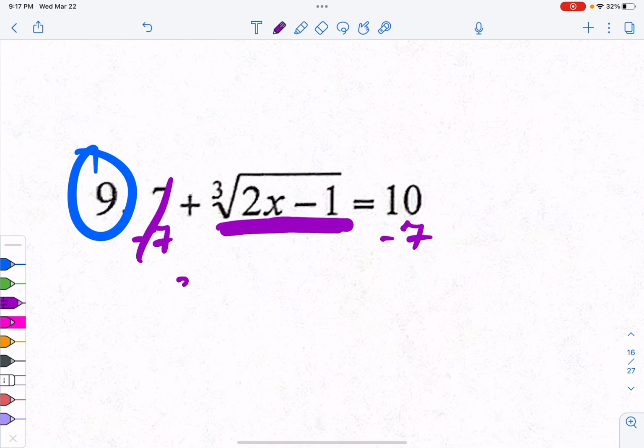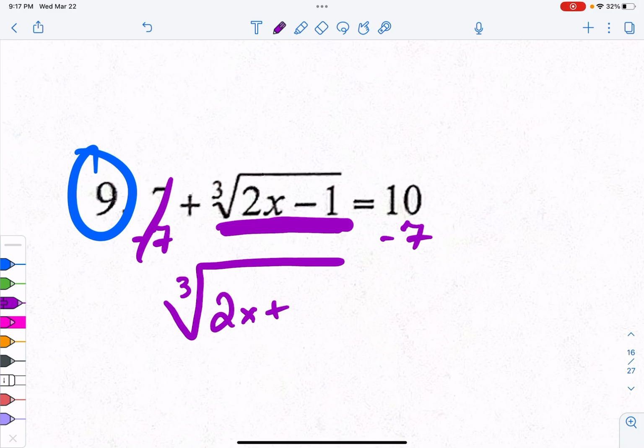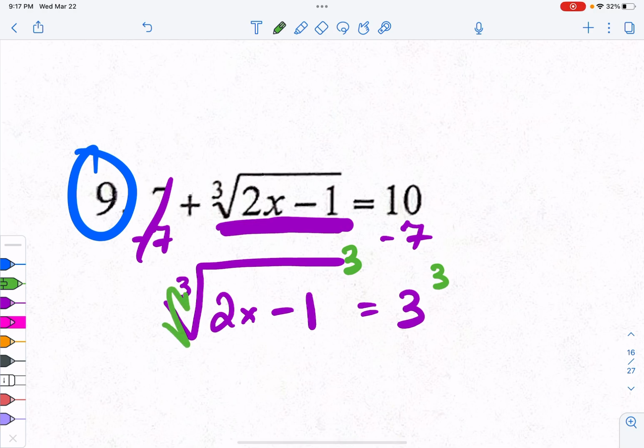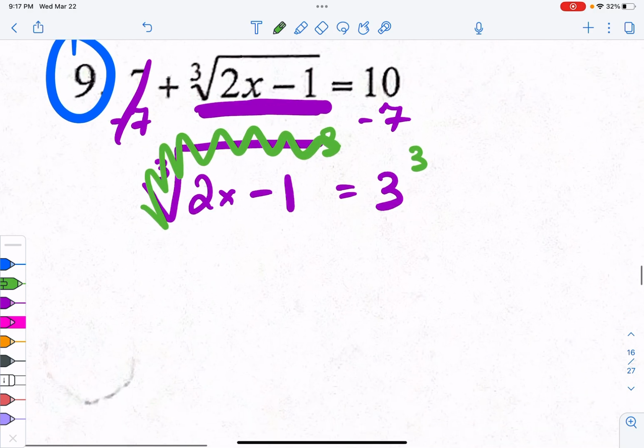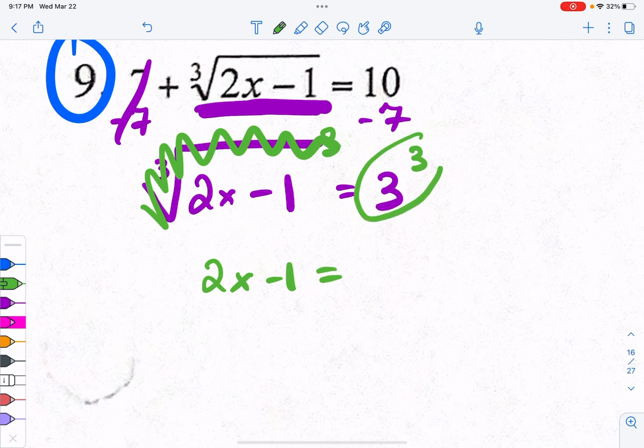So I will have the cubic root of 2x minus 1, excuse me, equals, and that side will be 3. And then to get rid of a cubic root, instead of squaring, you're going to cube it, right? We're going to take it to the 3rd power, and that will cancel the cubic root. So I will have 2x minus 1 equals, and I will have to figure out what 3 cubed is, because that one doesn't have a root to cancel, so I will have to cube the 3. 3 times 3 times 3 is 27.